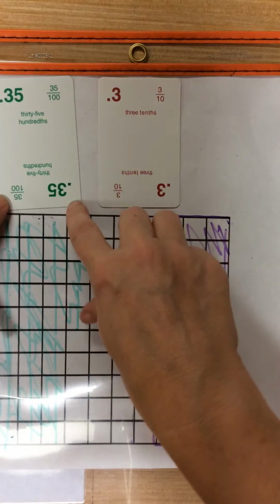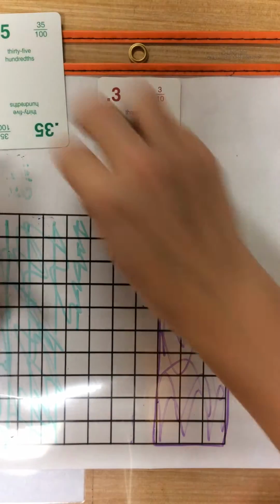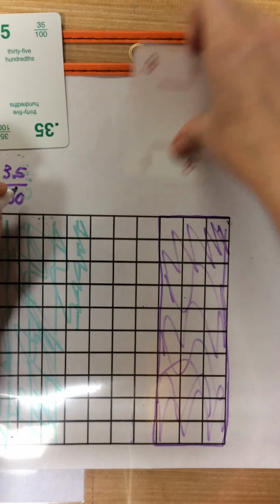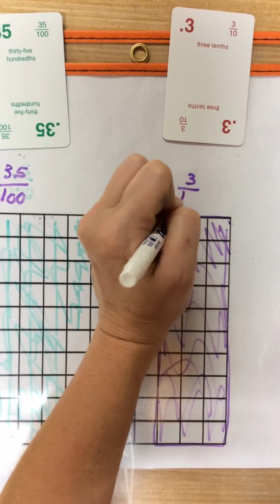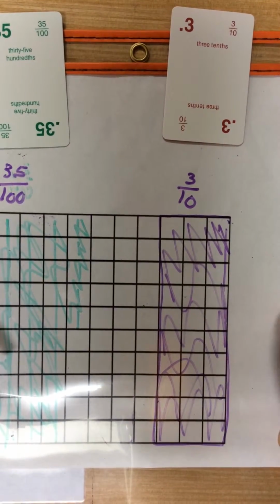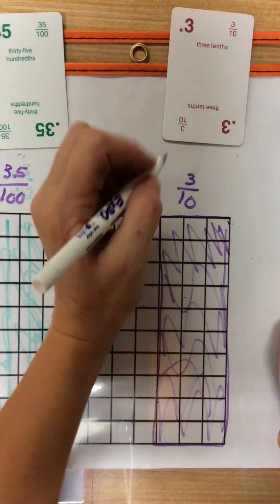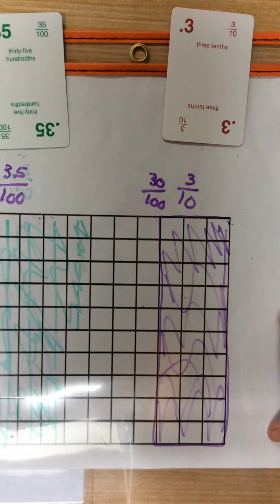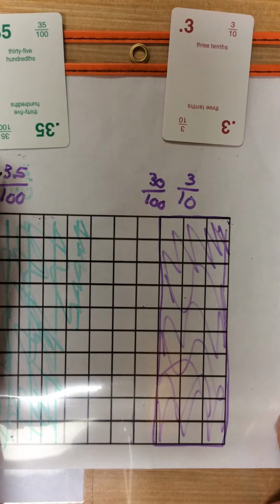So on this side, I have 35 hundredths colored in, and then over here, I have 3/10 of them colored in, or 30 100ths. These are just different ways to represent the same number, but understand that this is less than 1. This is less than 1. So you could write it as this is 35 out of the hundredths.